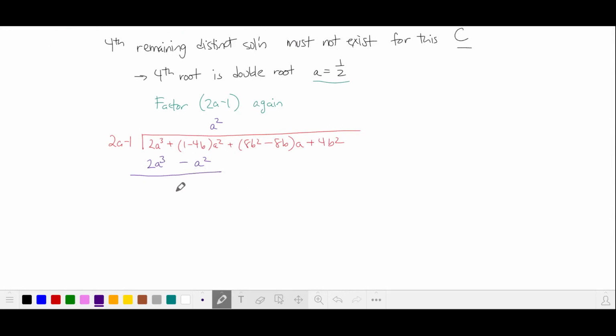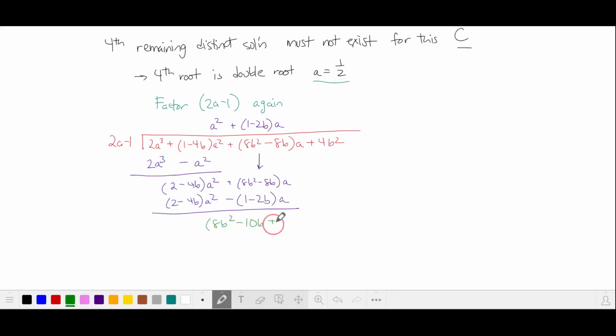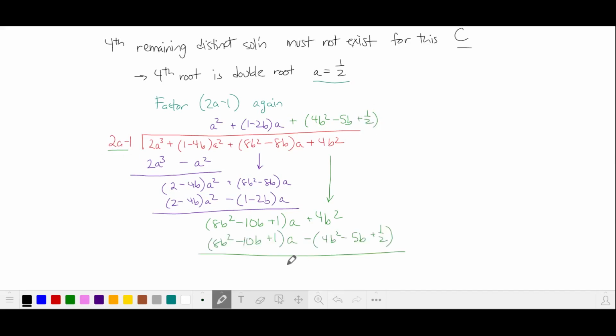We'll subtract the purple from the red, the 2A cubes disappear, and we'll drop this down, and we'll multiply our divisor by 1 minus 2B times A to give us 2 minus 4B A squared down here, and then we'll subtract the second line from the one that came before it, and we're left with 8b squared minus 10b plus 1 times a. We'll drop down the 4b squared. Then in the quotient, we'll put 4b squared minus 5b plus a half, multiplying by 2a minus 1. We subtract once more, and we're left with this remainder.